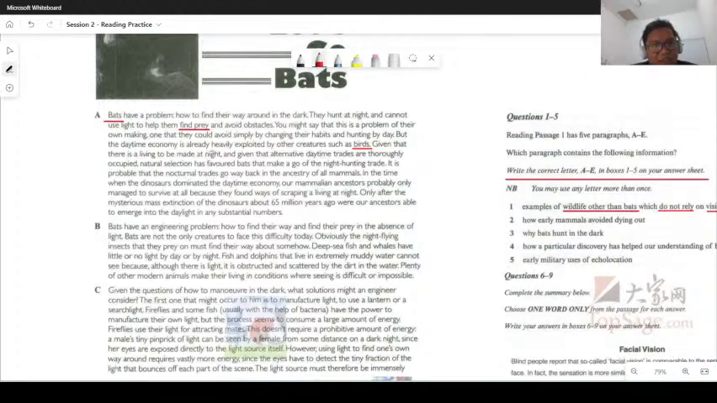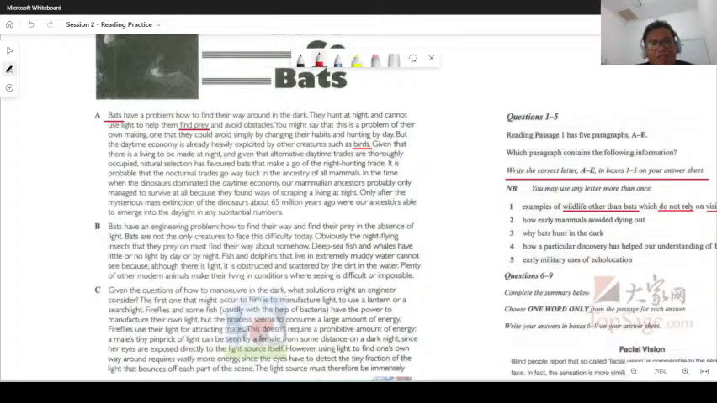Given that there is a living to be made at night, and given the alternate daytime trades are roughly occupied, natural selection has favored bats to make a go of the night hunting trade. It is probable that the nocturnal trades go way back in the ancestry of all mammals. In the time when dinosaurs dominated the daytime economy, our mammalian ancestors probably only managed to survive. They found ways of scraping a living at night only after.